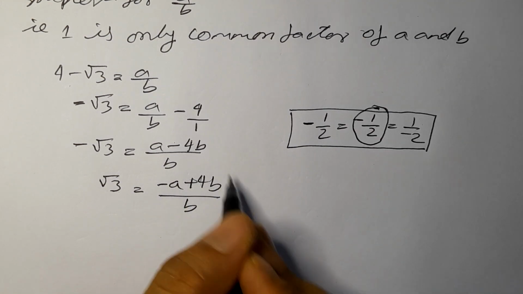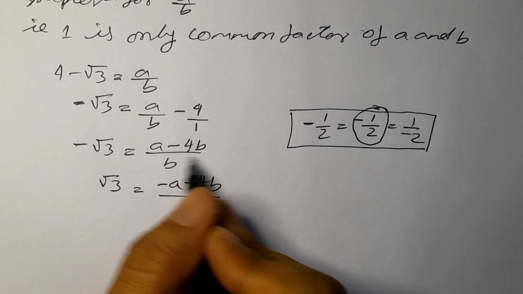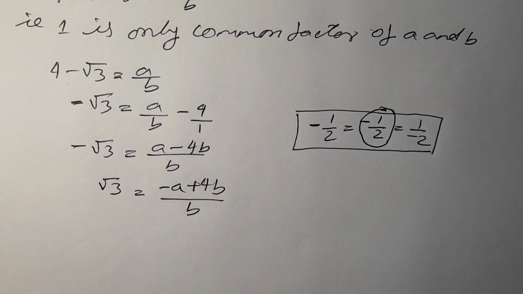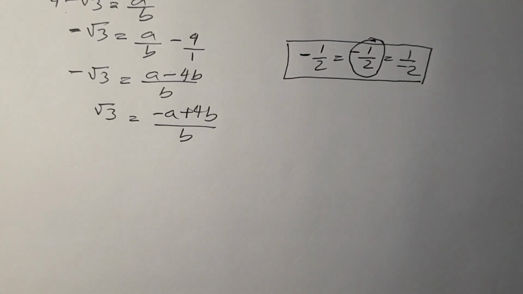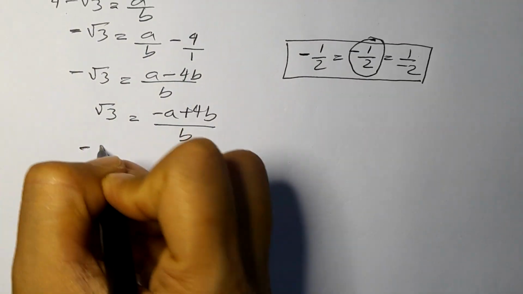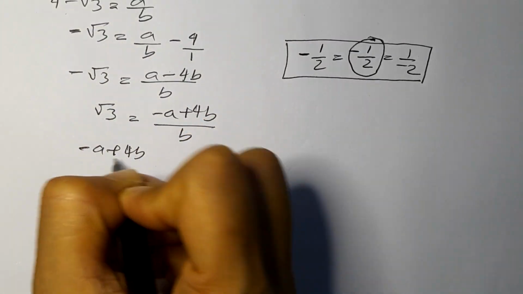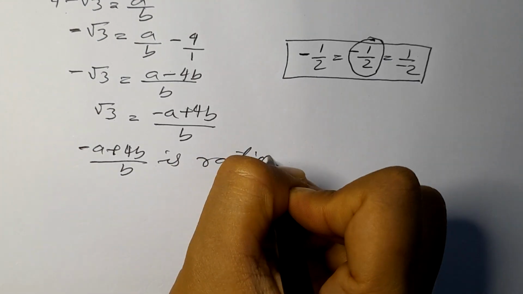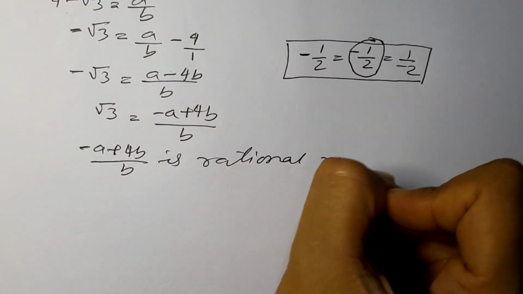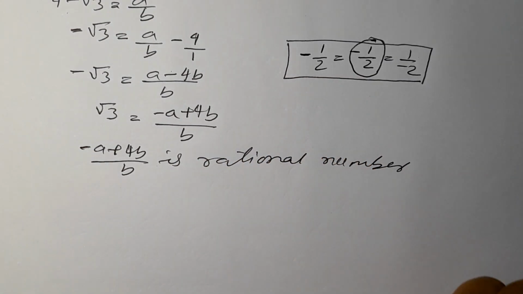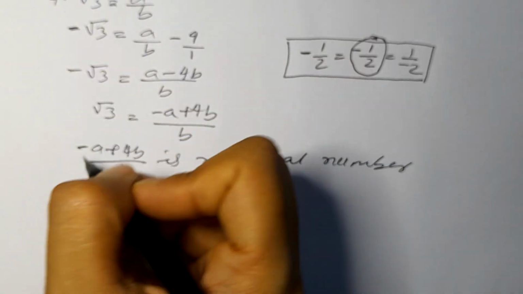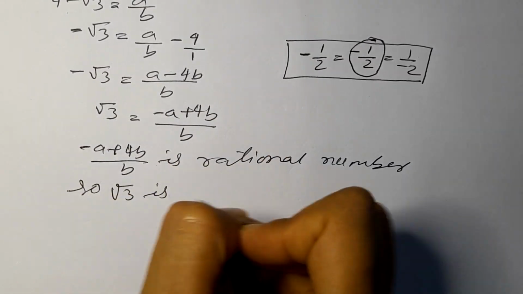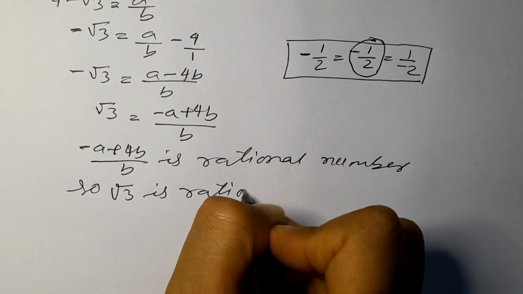So this is in the form of a fraction. Whenever a number is in the form of a fraction, it is a rational number. So minus a plus 4b by b is a rational number. Since it is a rational number, and these two are equal, hence root 3 is a rational number.